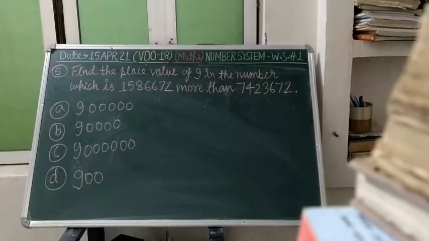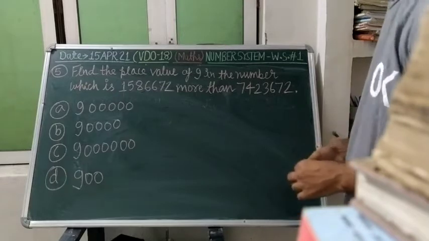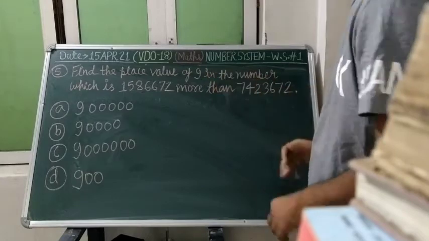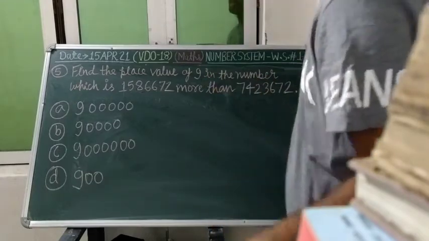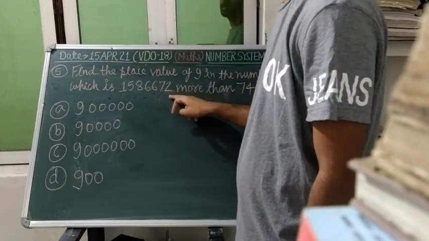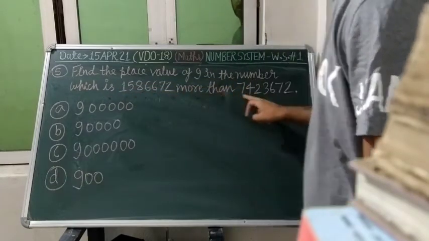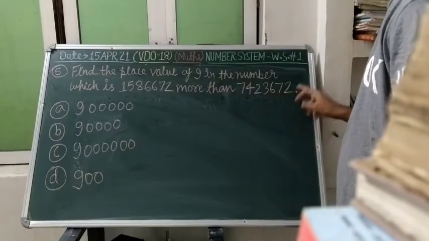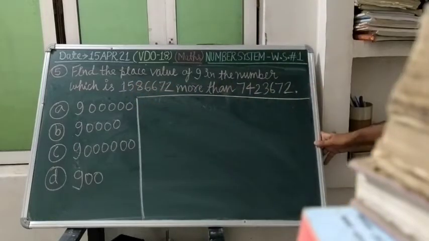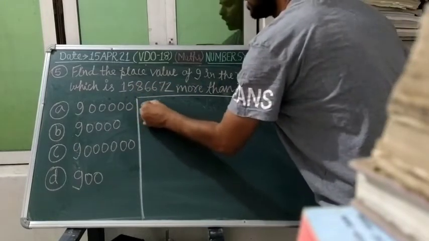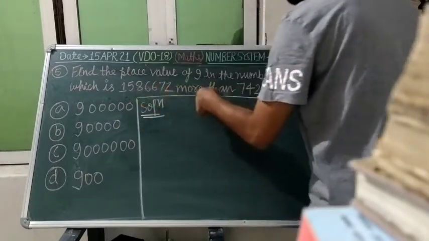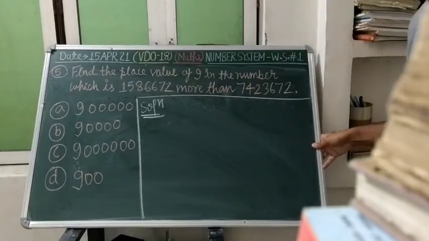Now come to the 5th problem. Find the place value of 9 in the number which is 158667 more than 7423672. So the problem is saying to find the place value of 9 in the number, and that number is this much more than this number.